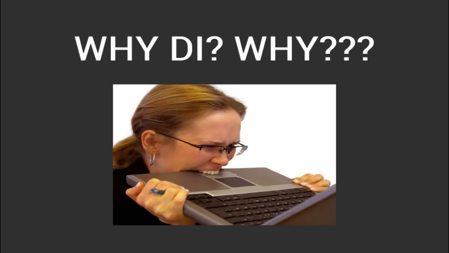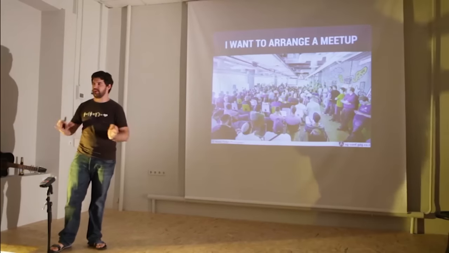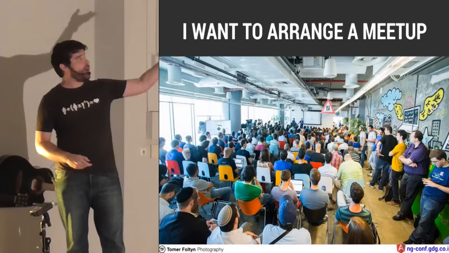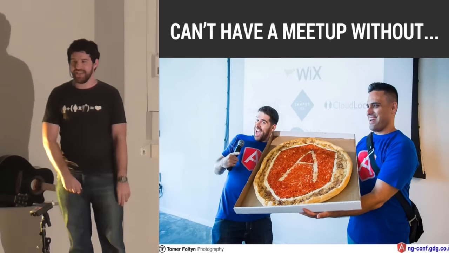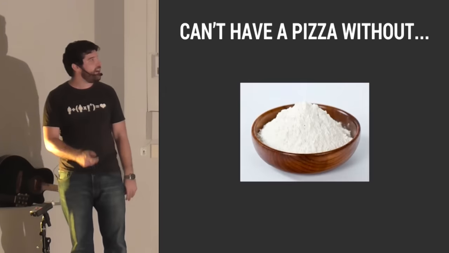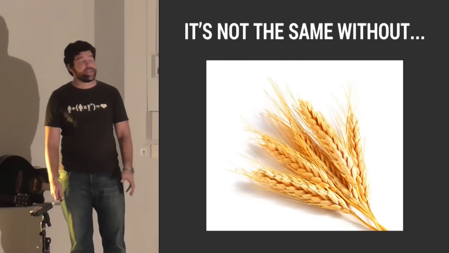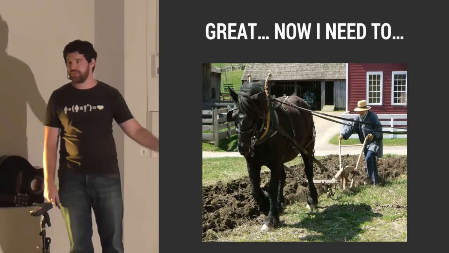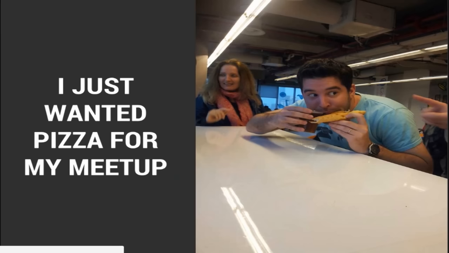Okay, so why dependency injection? Let's take a real life use case, okay? I want to arrange a meetup. You can't really have a meetup without pizzas, as you can see. This was in the NGCon, we did the Angular.js pizza, okay? You can't have pizza without flour, right? It's not the same without wheat, and great, now I need to plow a field to get the wheat. So you're getting where I'm going with this. I just want a pizza for my meetup. Why do I need to know all these things?